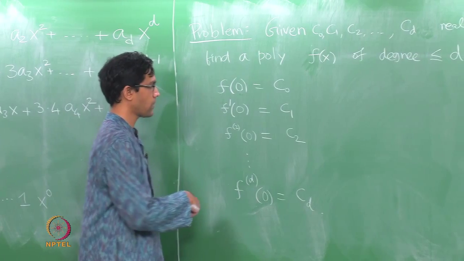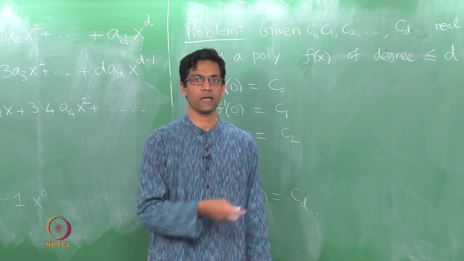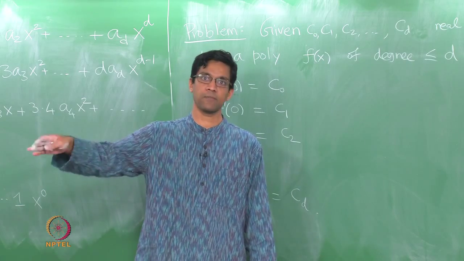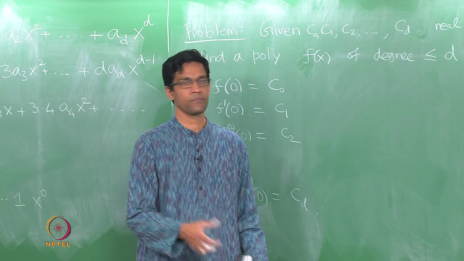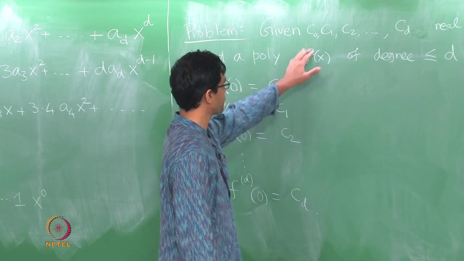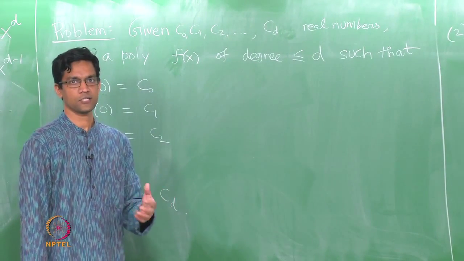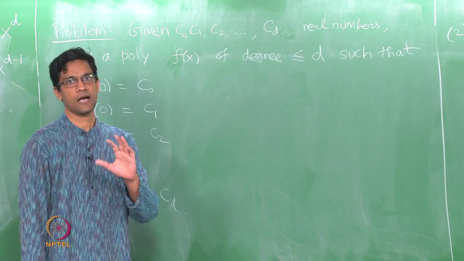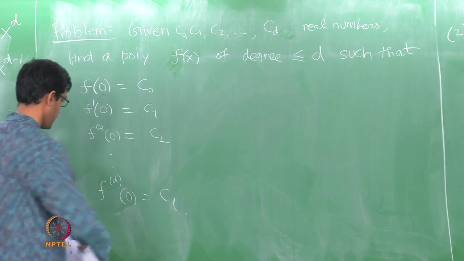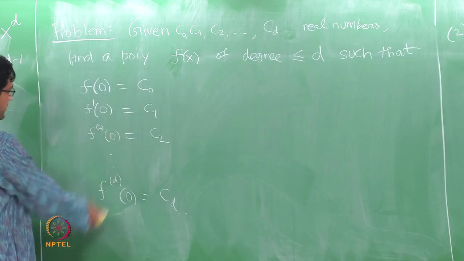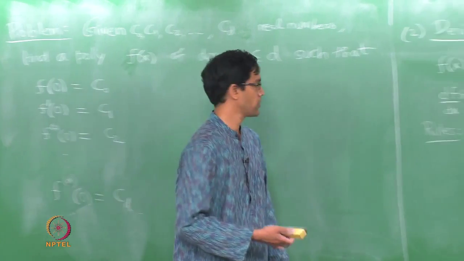In the interpolation problem you are actually given only the values, there are no derivatives involved, but at d plus 1 different points. But in many ways it's similar, both of them ask for something like this: you give d plus 1 pieces of data and ask for a polynomial which satisfies that data. And in fact it turns out this problem is much simpler to solve than the Lagrange interpolation.